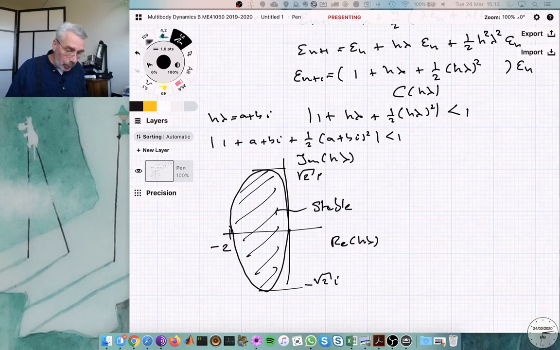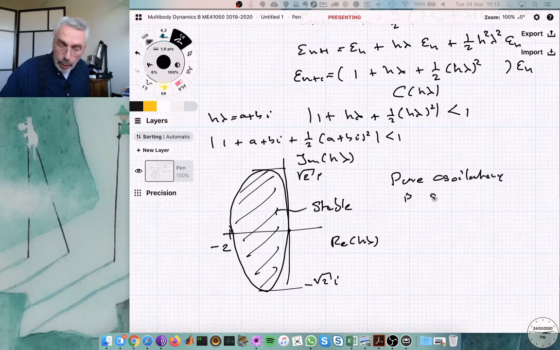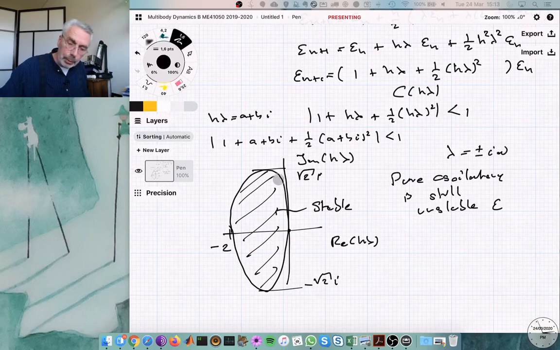And again, the area inside is the stable one. Now that looks good, but still you do not have, with Heun, solutions for pure oscillatory systems. So again, pure oscillatory is still unstable error propagation. And the pure oscillatory was lambda is plus or minus i omega, remember? So we are on this axis. Then we can move on.